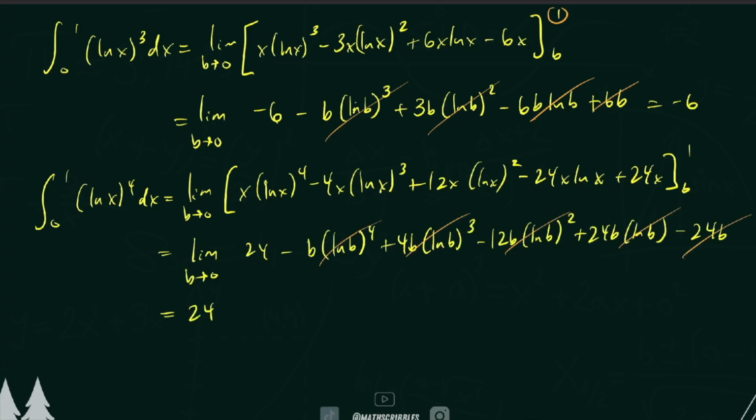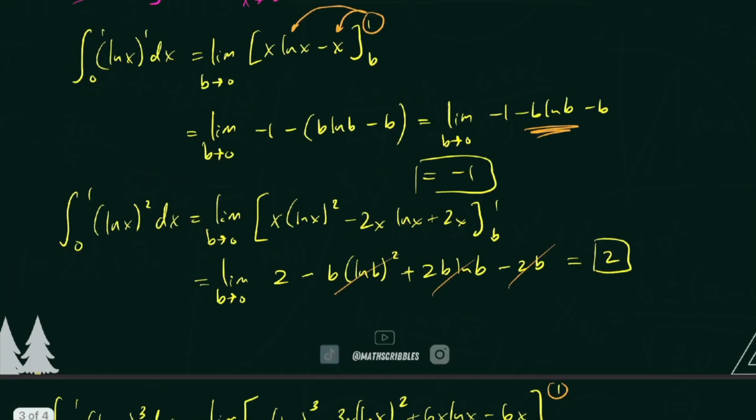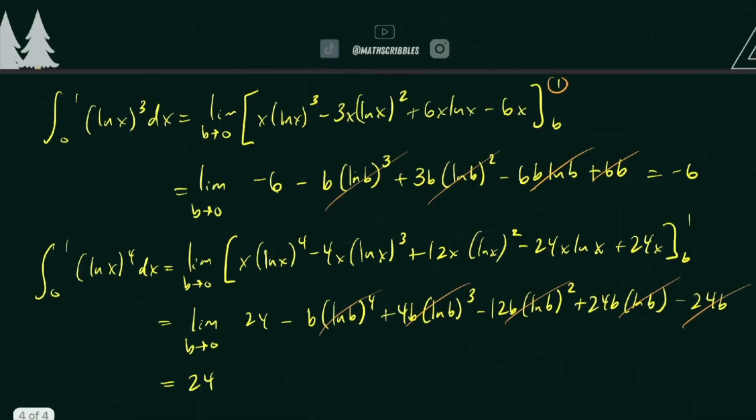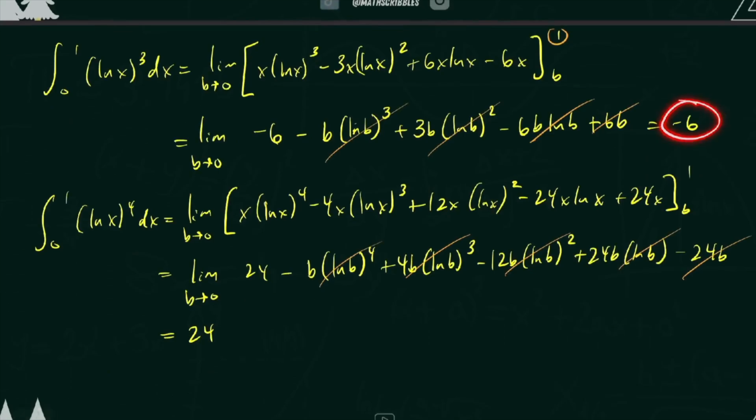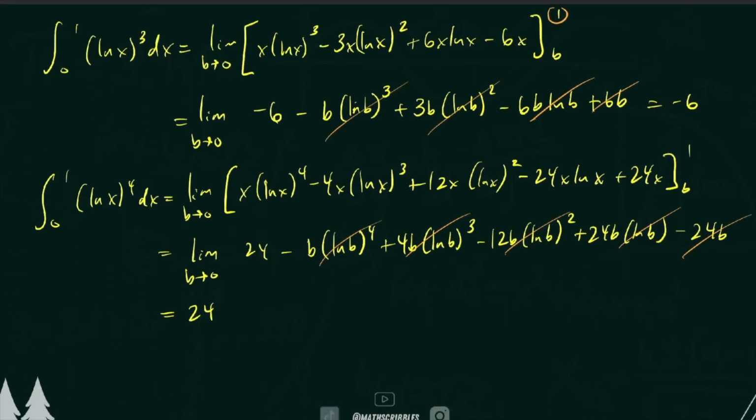So let's talk about the pattern. These were our values. We had -1, and then we had +2. And now we have -6, and now we have +24. If you look at these values, they go from -1, +2, -6, +24. Well, there's a pattern here. This is actually going to equal (-1) to the power of n times n factorial.